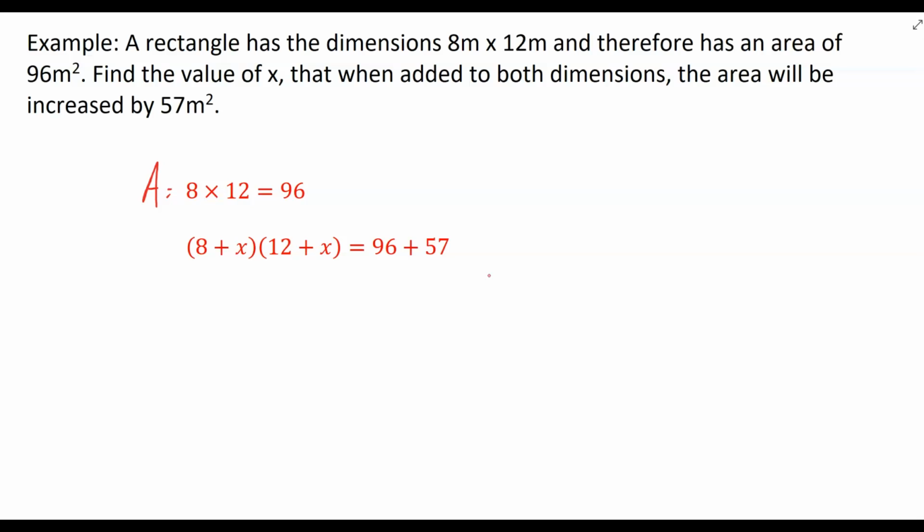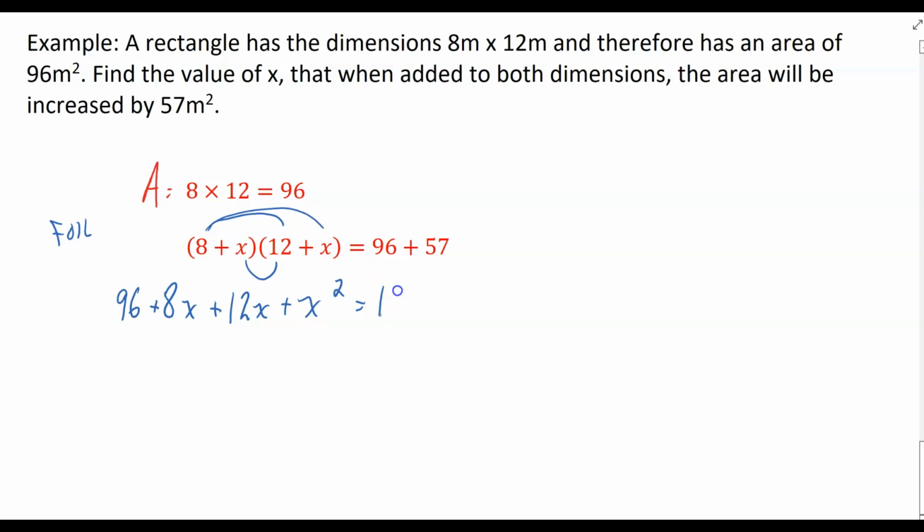Now, we want to find the value of x that makes these true. So let's continue to turn this into a quadratic equation, which means we will multiply these two binomials together. All right, so remember FOIL? First, outside, inside, last. So 8 times 12, 96. 8 times x plus 8x. x times 12 plus 12x plus x times x plus x squared equals 96 plus 57, which is 153.